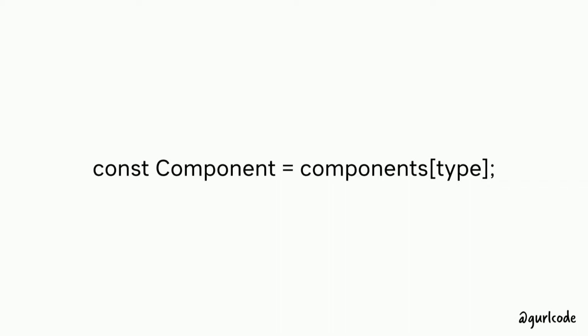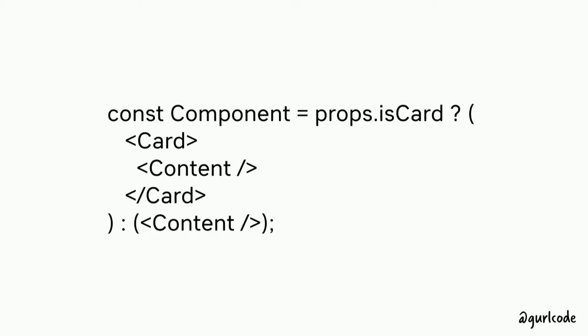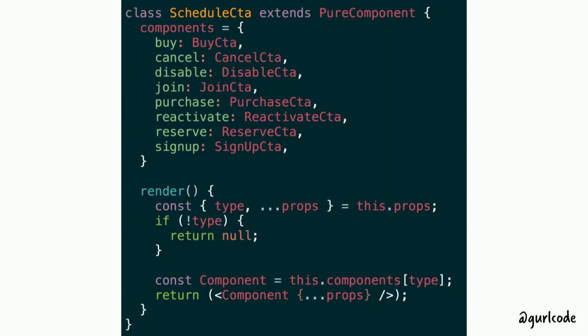That allows React to tell the difference between a built-in component, like a div or a span, and a user-defined component, like our CTAs. And dynamic component names are just a nice method for cutting down on switch and if statements in your component. So here I'm using it to determine if I'm showing the left or the right sidebar. And here I'm using it to determine if I should wrap this content in a card. It's just a nice little trick I like to use a lot.